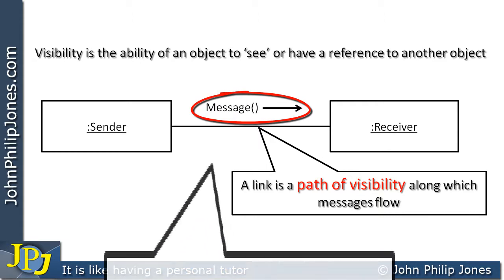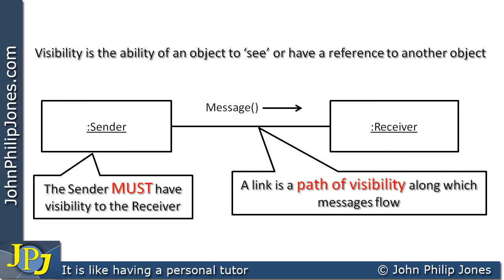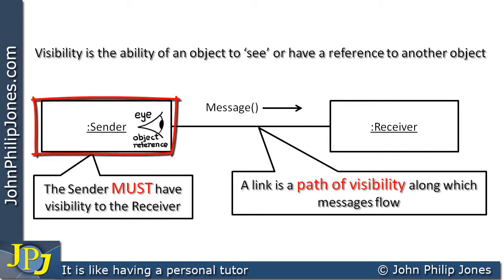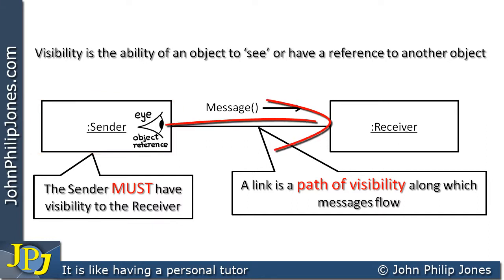The key here is that the sender must have visibility to the receiver. Now, I like to think of that as an eye that's within the sender and it can see the actual receiver. And of course, the eye is the object reference. And we saw an example of an object reference in the last video.